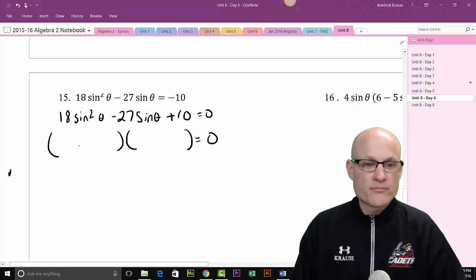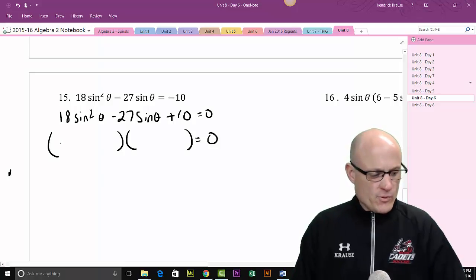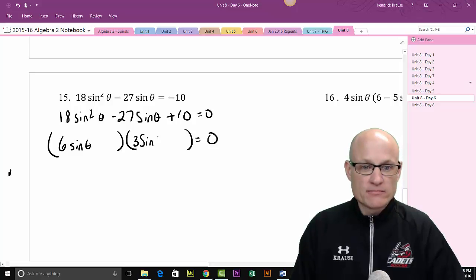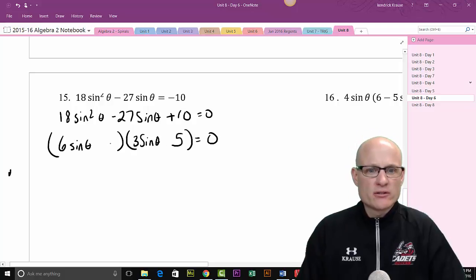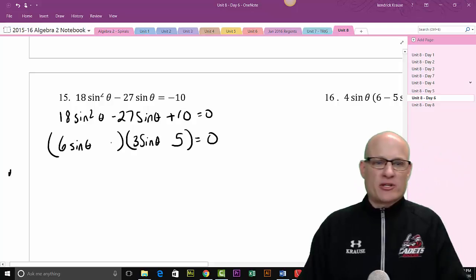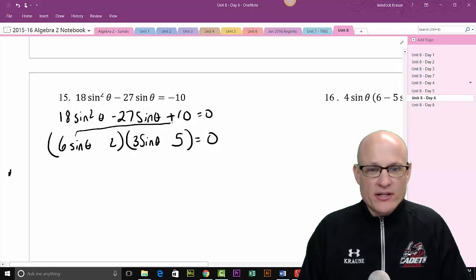So this is going to be, what are we going to use? 6. We can either use 6 and 3. Let's try 6 and 3. 6 sine theta, 3 sine theta. I'm guessing this is 5 and 2. So if I put a 5 here and a 2 here, that's not going to work, because I put the 2 here. That does give me 30, but this gives me 6, so that's not going to work. Let's switch them. Switching them is going to work.